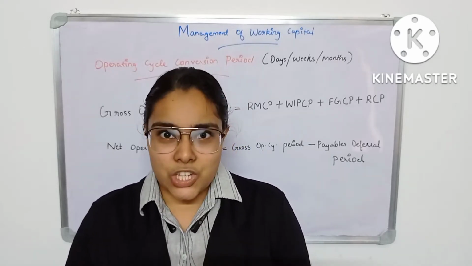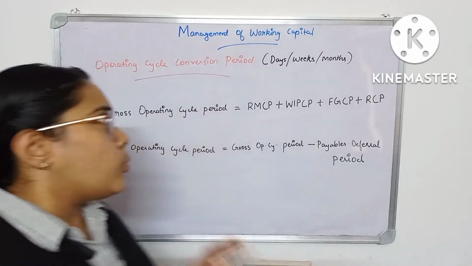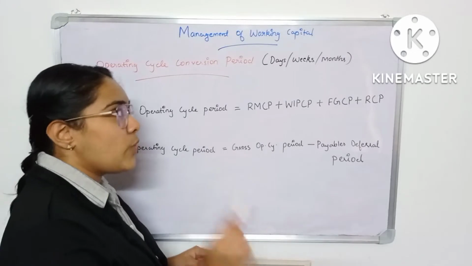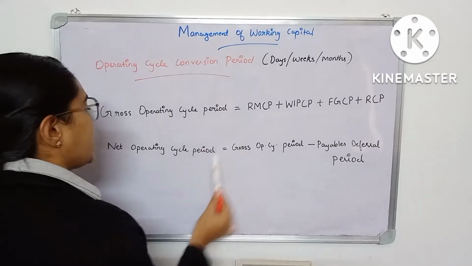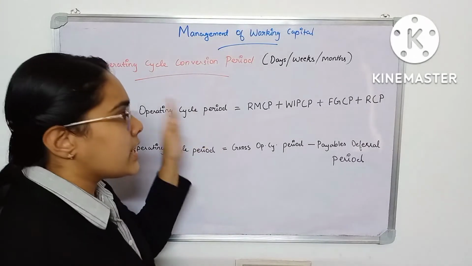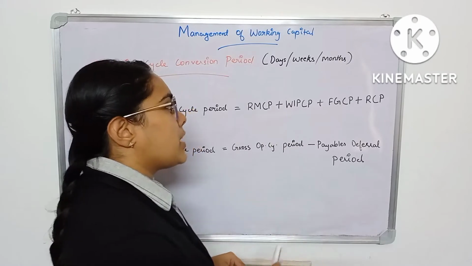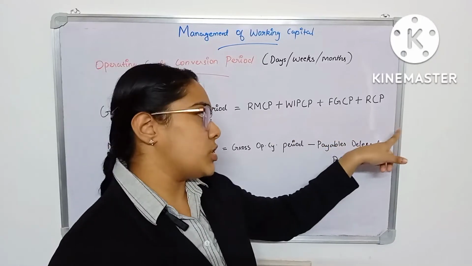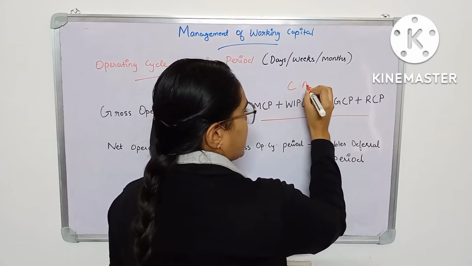So in today's session we are going to discuss operating cycle conversion period. The thing that you should note here is that conversion period can be calculated on the basis of days, weeks or even months. Here also we have gross operating cycle period and net operating cycle period. The gross operating cycle period is given by raw materials conversion period plus work in progress conversion period plus finished goods conversion period plus receivables conversion period. So this forms the current asset part.